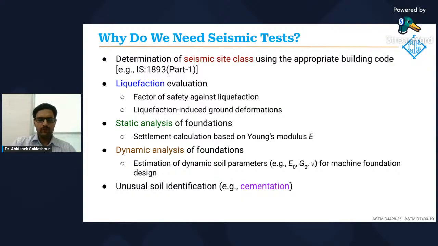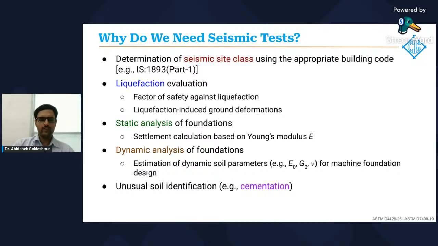Seismic tests are also useful for liquefaction analysis, for example, calculating the factor of safety against liquefaction and liquefaction-induced ground deformations. Seismic tests are also useful in the static analysis of foundations, particularly in the calculation of immediate settlements through the Young's modulus E. Also in dynamic analysis of foundations, particularly in the estimation of dynamic soil parameters like the dynamic Young's modulus, dynamic shear modulus, and Poisson ratio, which are useful for machine foundation design.